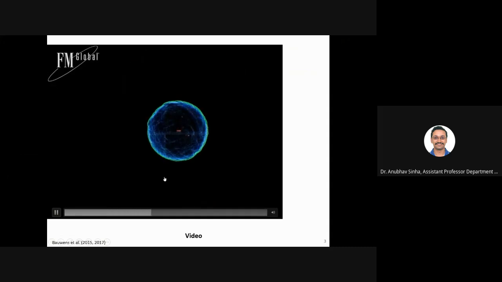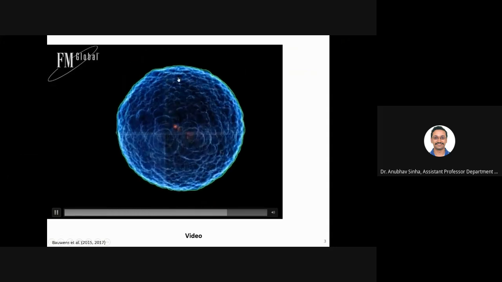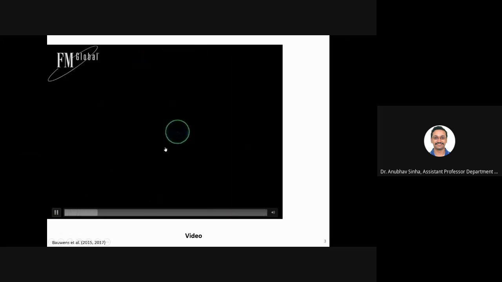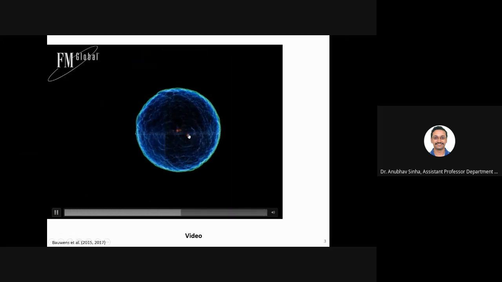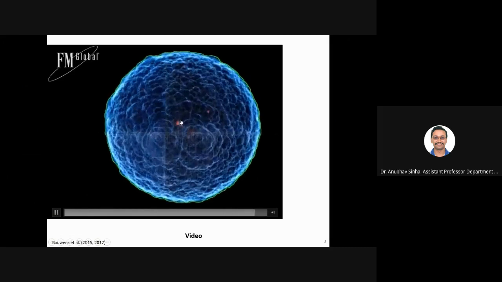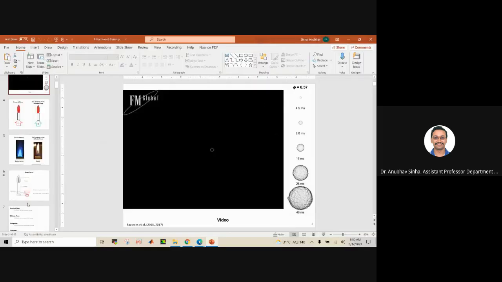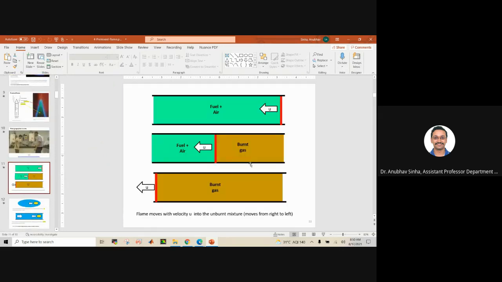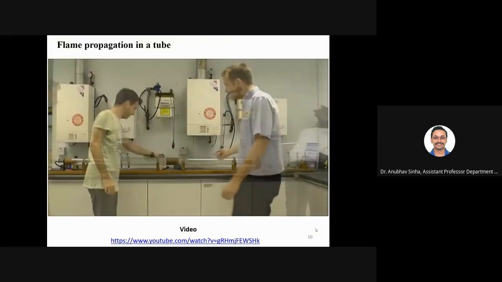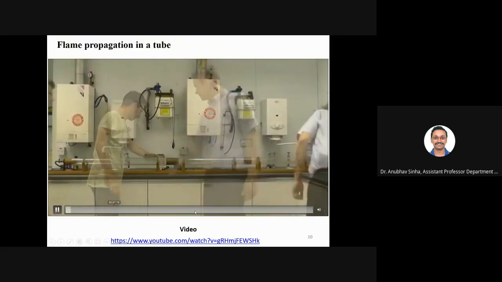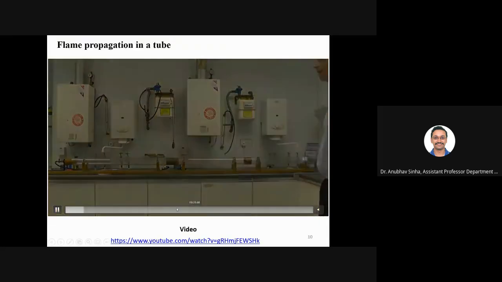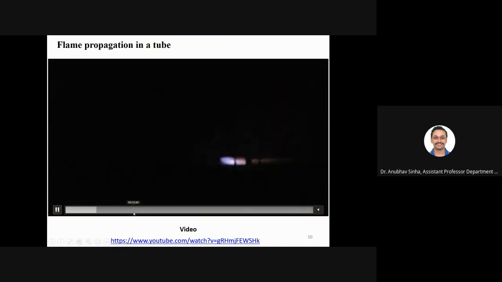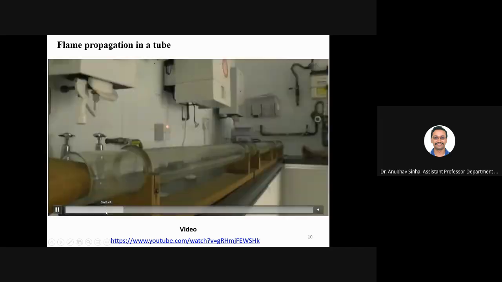In that case, the burnt gases are inside this flame front, right? Burnt gases are inside this sphere. Here, that is not the case. Here, the burnt gases are also getting expelled. Let us see if it really moves fast or not. I don't know if the video will be that clear. Do you see it is getting very fast or something like that?